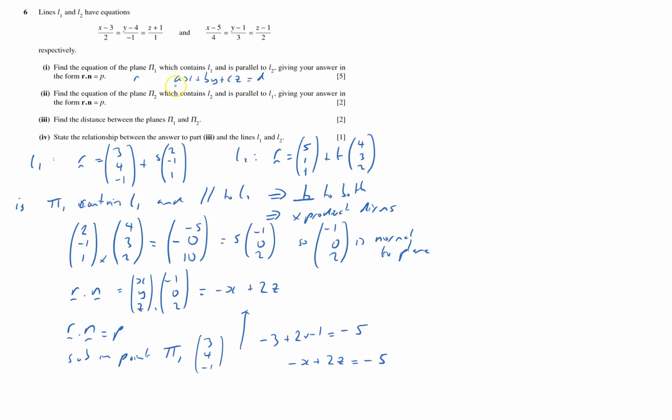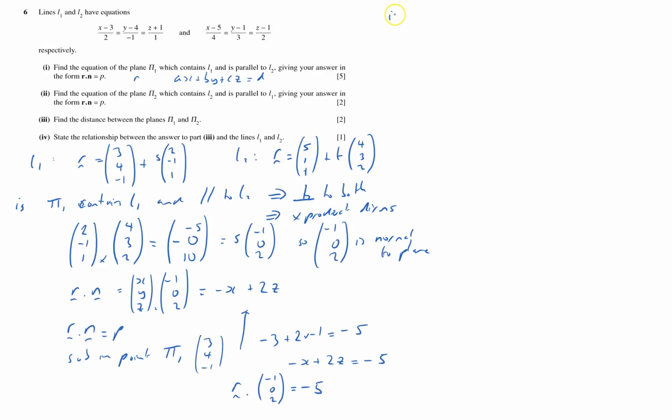That's the Cartesian equation. It wants it in normal form, so we've got r dot, and the n is (-1, 0, 2), and that equals -5. And so that's done the first part.